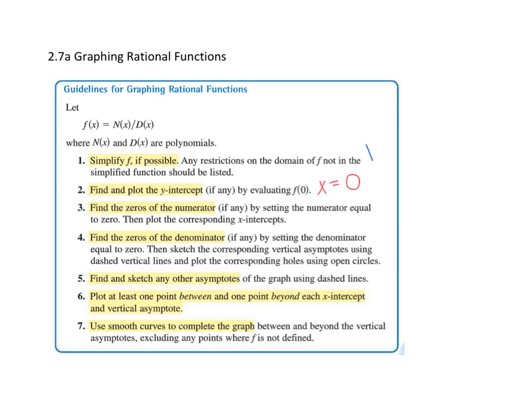simplify if possible. That would mean finding holes. Your y-intercept, set x equal to 0 and solve. Zeros of your numerator give you zeros. Zeros of your denominator give you vertical asymptotes. Find and sketch any other asymptotes. For us, that's going to be our horizontal asymptotes, which had the 3 cases. Plotting points in between, we're going to cover that. And then, of course, connecting all your points.